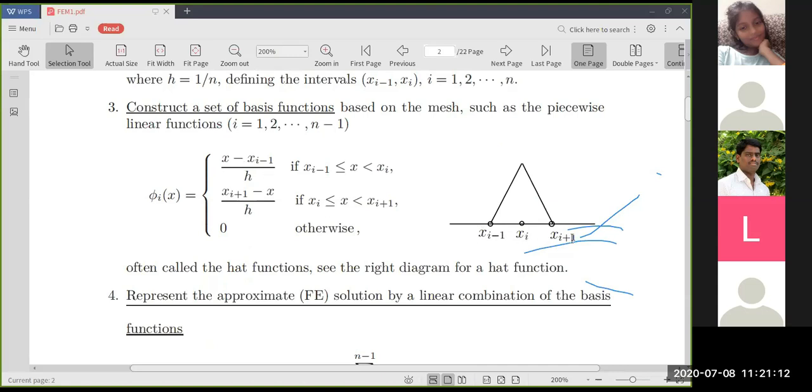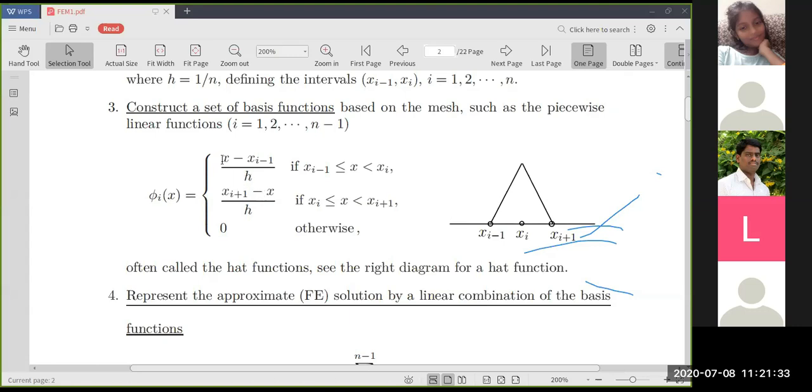In xi to xi plus 1, I define the function like this, and in other places it is 0. So you are in the entire interval 0, 1. In other places, it is simply going to become 0. So you can look into this function.